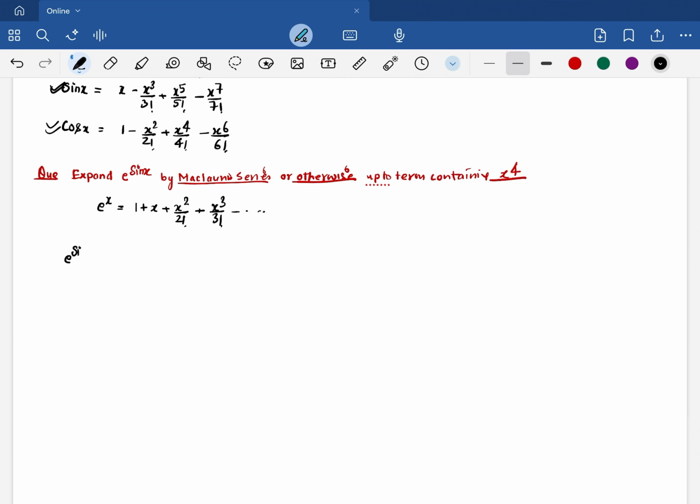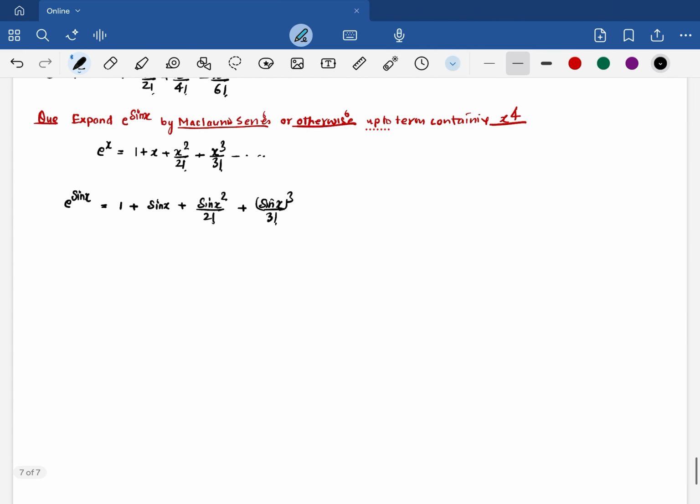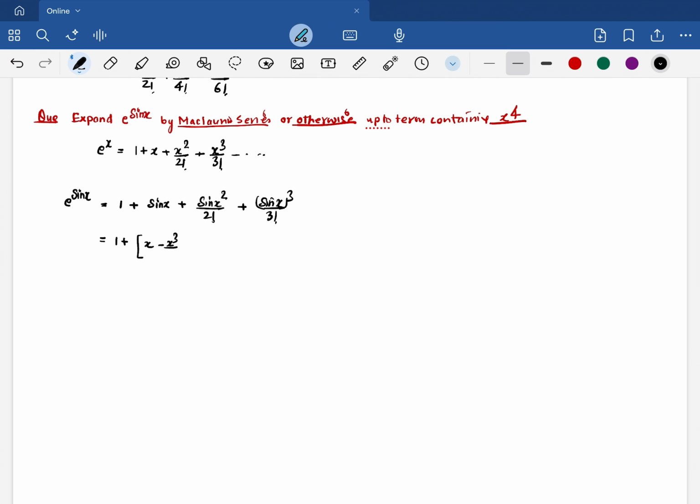So e to the power sin x is nothing but just replacing x with sin x. So can we say 1 plus sin x plus (sin x) whole square divided by 2 factorial plus (sin x) whole cube by 3 factorial. So let's further write the expansion of sin x. What is the expansion of sin x? x minus x cube upon 3 factorial plus x to the power 5 upon 5 factorial.